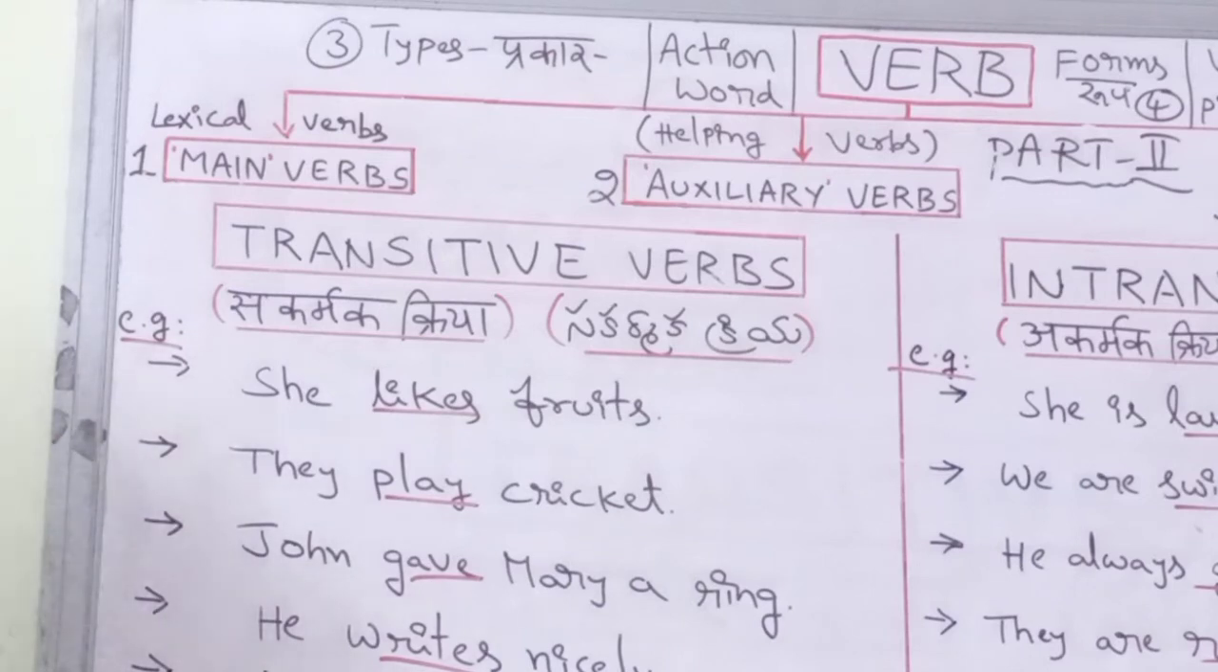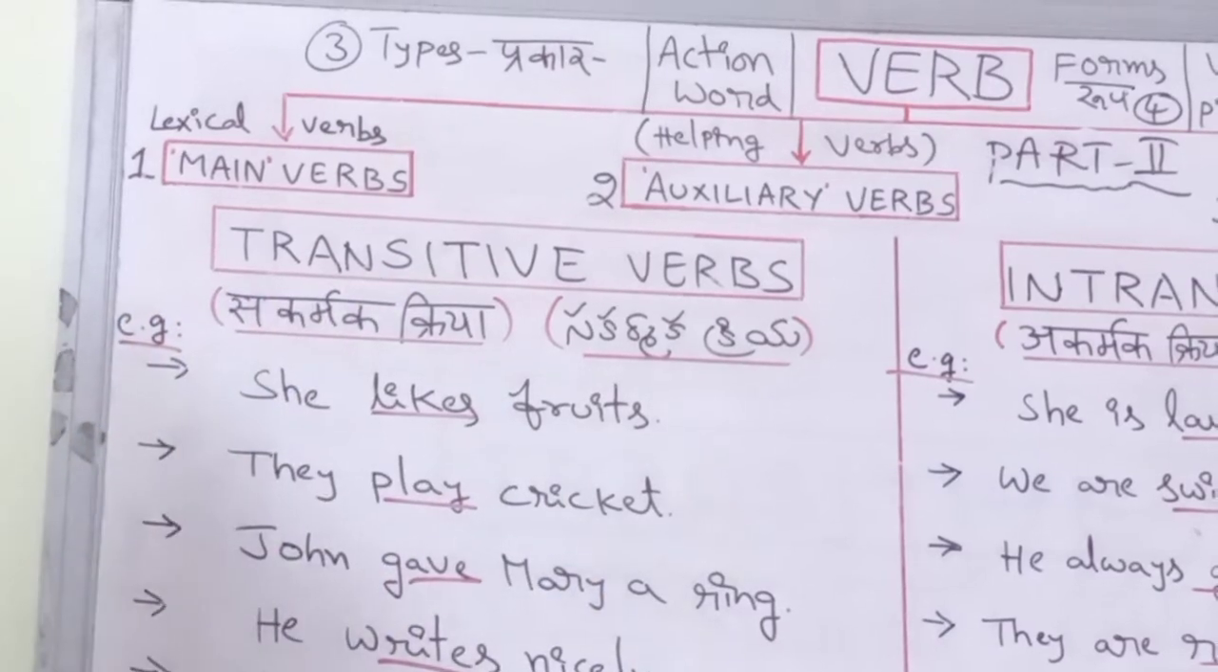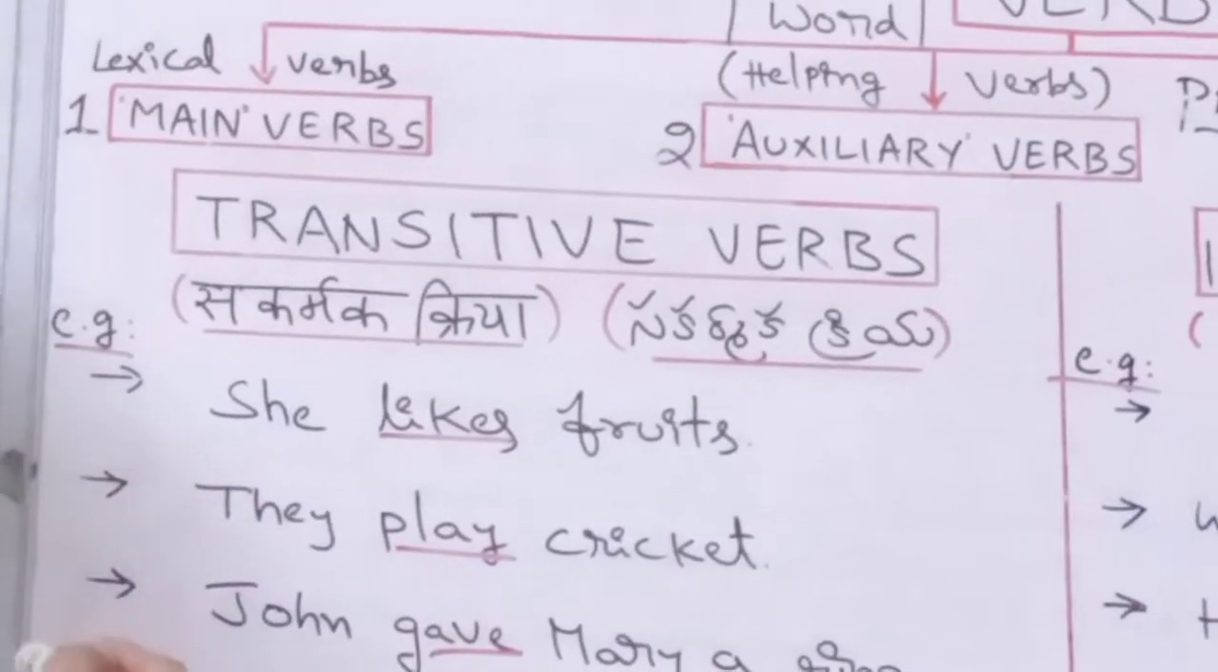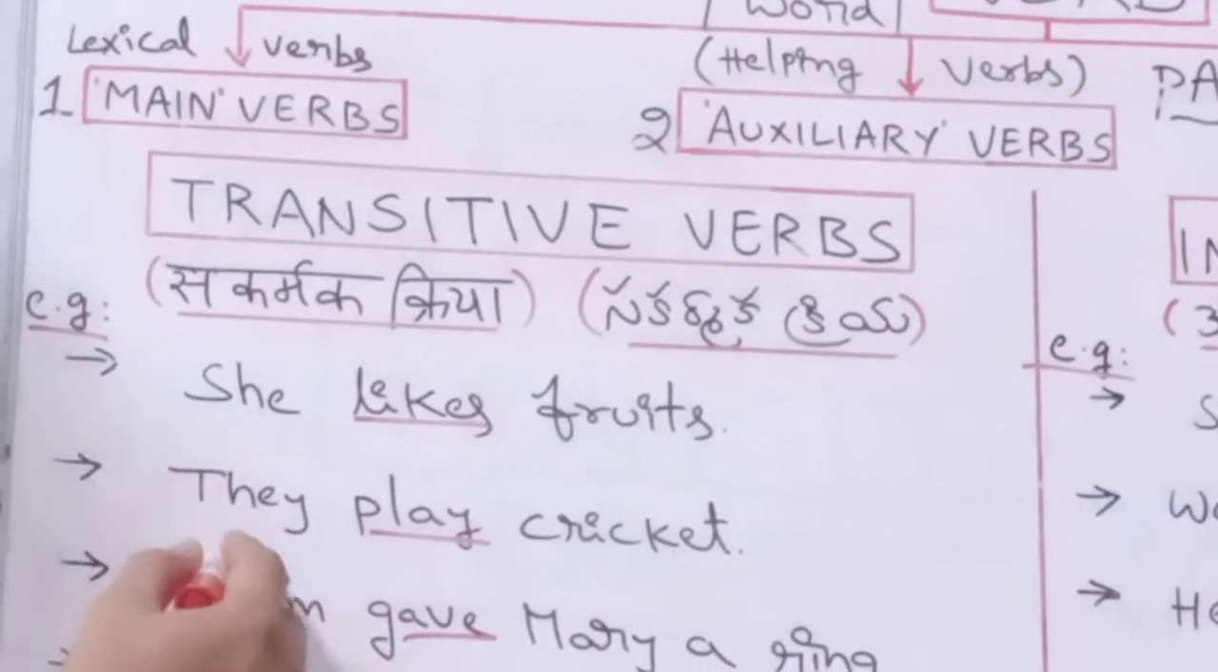And now let's focus on the examples of transitive verbs. First of all, if you look at the examples, you can witness examples like these.